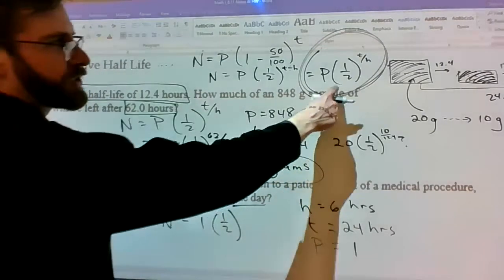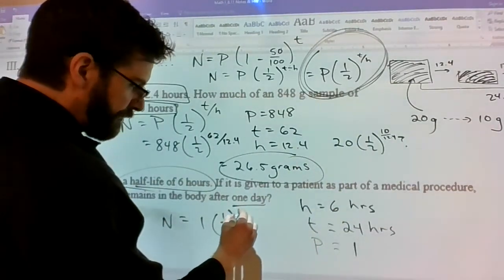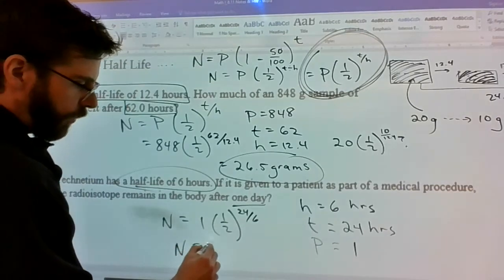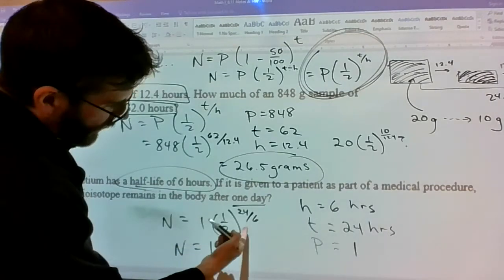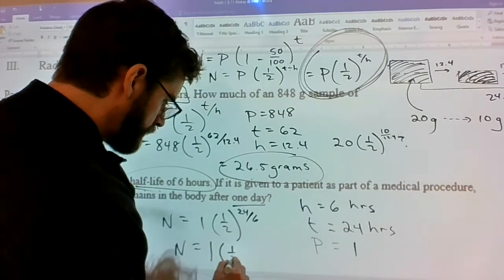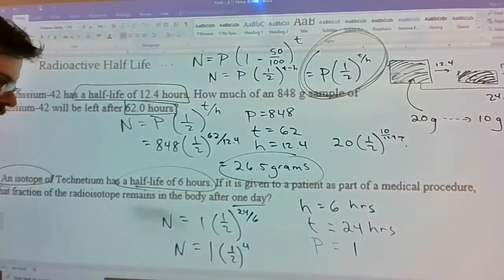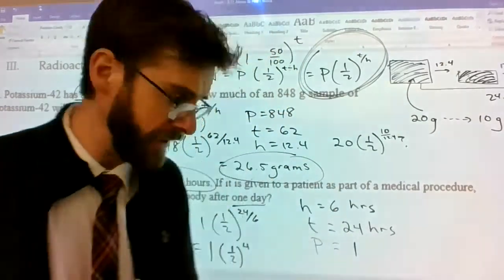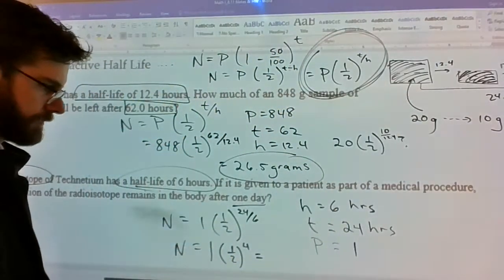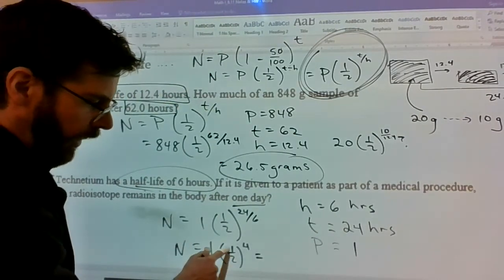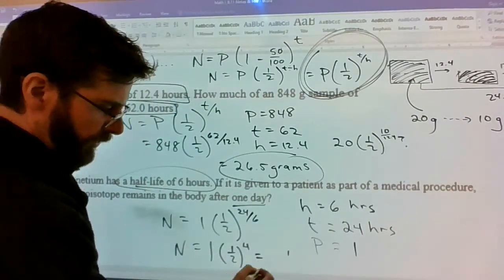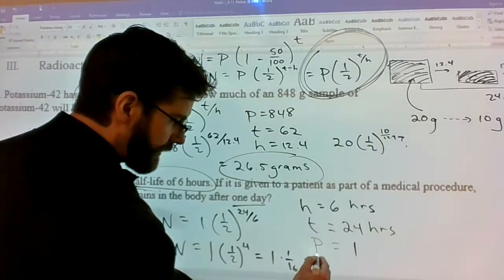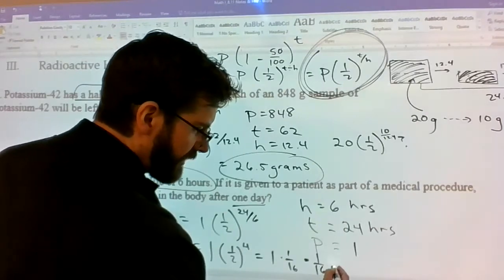Half is always what's going on here, right? The T is 24 divided by the 6 hours. N is equal to 1 times, you know what? 24 divided by 6, that's 4. And I could plug this into the calculator, but I think I can do it without it. This would be 1 to the 4th, which is 1, over 2 to the 4th, which is 16, times 1. It's 1/16 of an isotope.